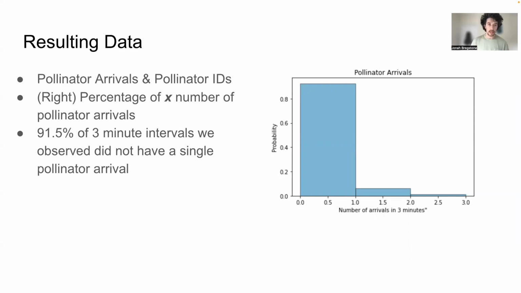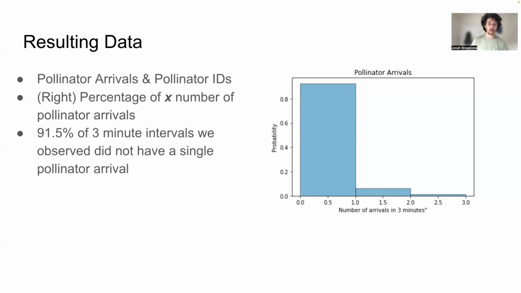The histogram on the right shows the percentage of 3-minute intervals where our cameras observed first 0 pollinator arrivals, 1 pollinator arrival, 2 pollinator arrivals, and 3 pollinator arrivals. And as you can see, most of the data that we collected over the summer is pretty uneventful. 91.5% of the time, a 3-minute interval will go by without us recording a single pollinator arrival. But about 8% of the time in our data, you'll see 1 pollinator arrival and smaller percentages for 2 and 3.